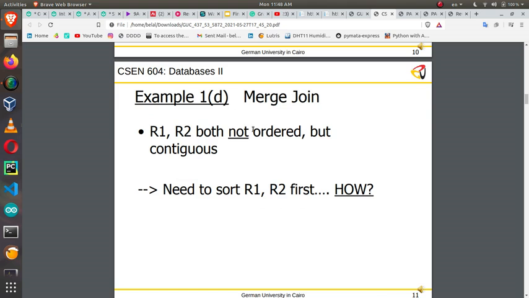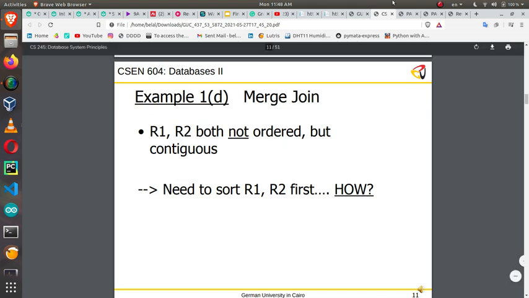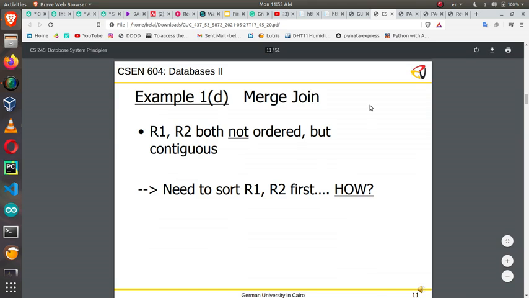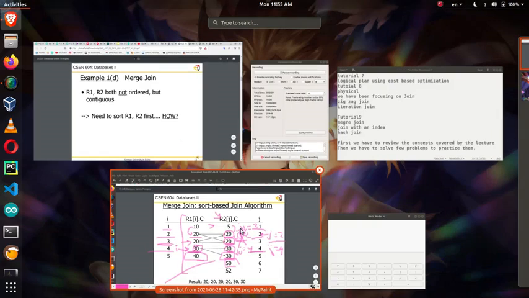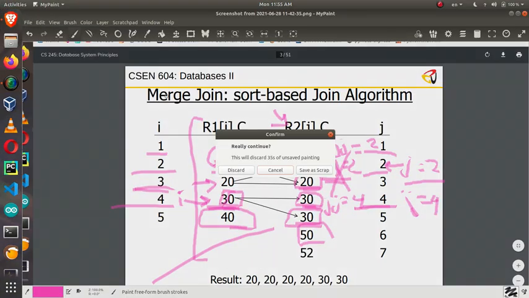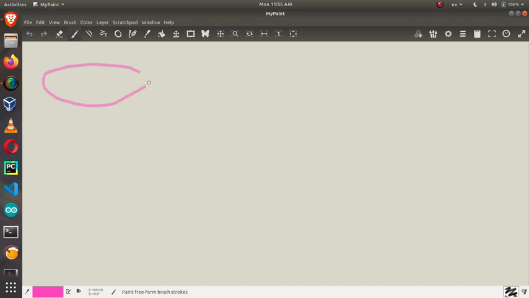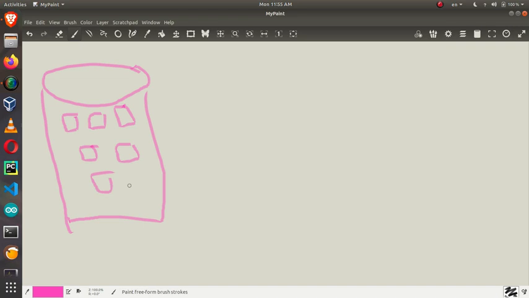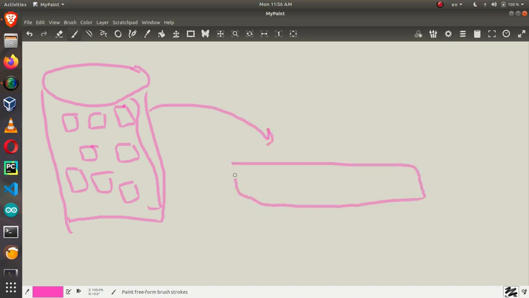However, if they are not sorted, in case both relations R1 and R2 are not sorted, we have to sort them. So what is the cost of the sort? So here's our hard disk, and here are the blocks of a relation. We need to sort these, so we have to load each block in the memory.